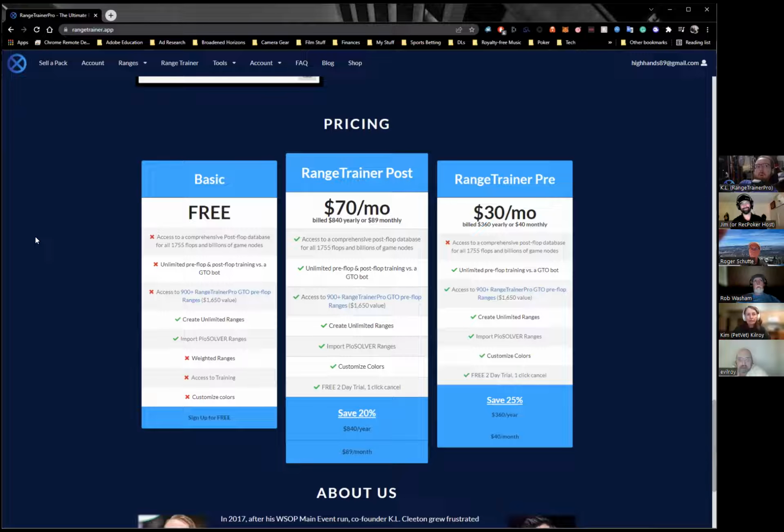You're actually able to understand, oh, wow, it wants a large bet sizing with these types of hands, but it wants a small bet sizing with these other types of hands. That is valuable intel that you can actually apply in game.